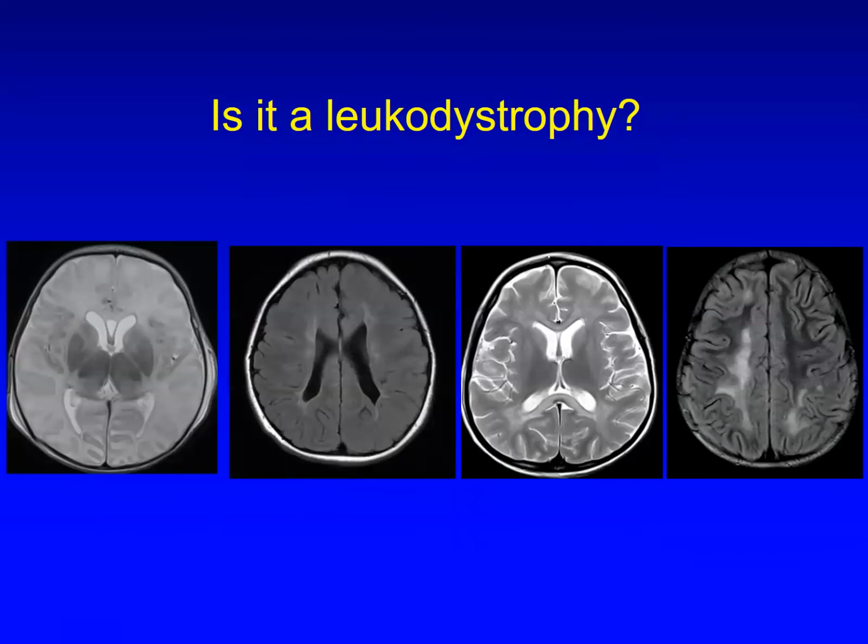So is it a leukodystrophy? Here are 4 patients. I can tell you that one of these has a leukodystrophy. The other 3 do not. It's a little unfair because I'm only giving you one picture and I'm not giving you any clinical information, but take a look, see if you can figure out which one is the leukodystrophy, and then we'll return to that in just a few minutes.